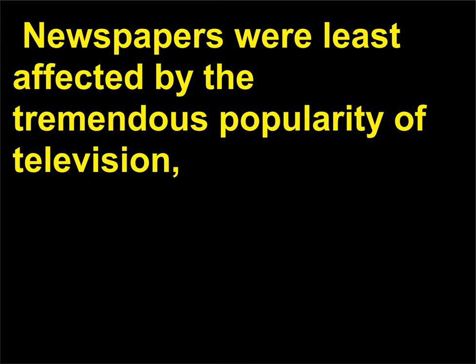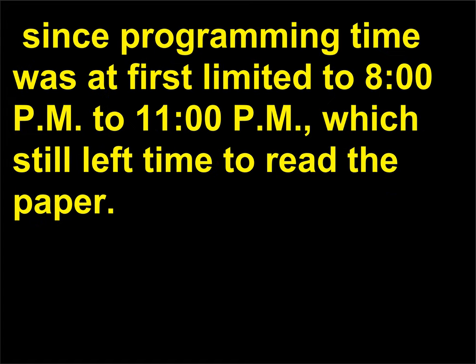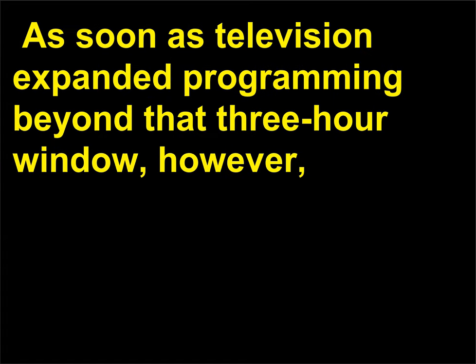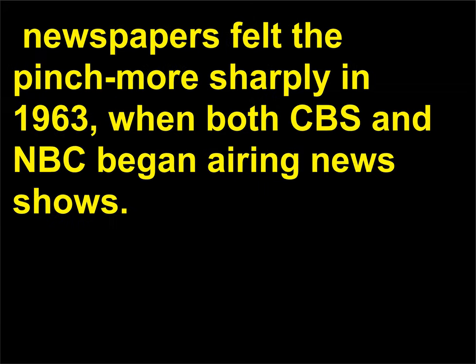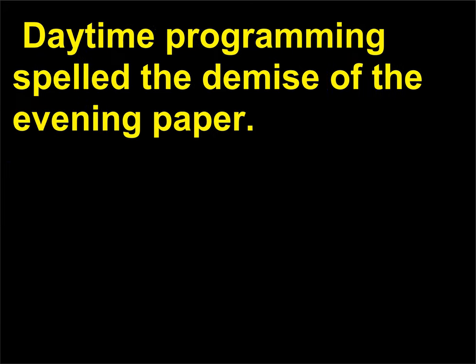Newspapers were least affected by the tremendous popularity of television, since programming time was at first limited to 8 p.m. to 11 p.m., which still left time to read the paper. As soon as television expanded programming beyond that three-hour window, however, newspapers felt the pinch more sharply in 1963, when both CBS and NBC began airing news shows. Daytime programming spelled the demise of the evening paper.